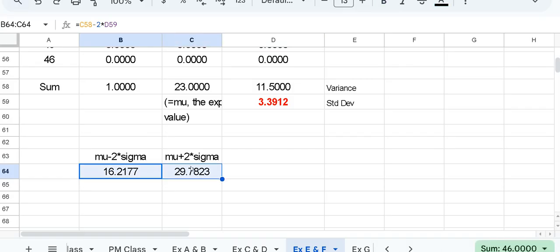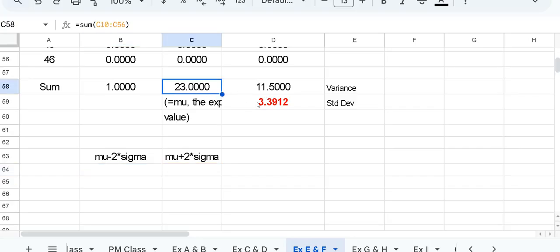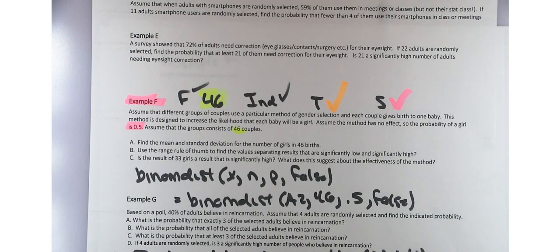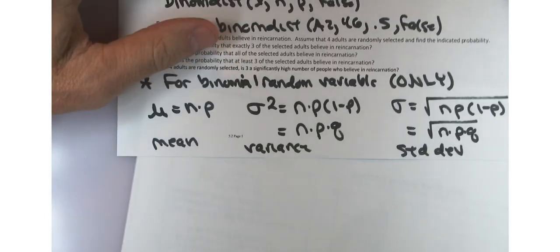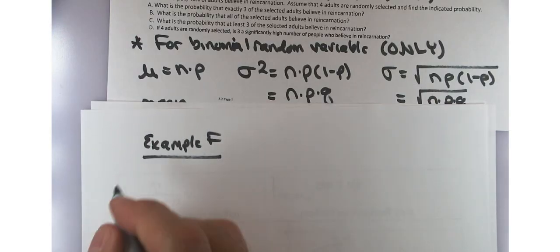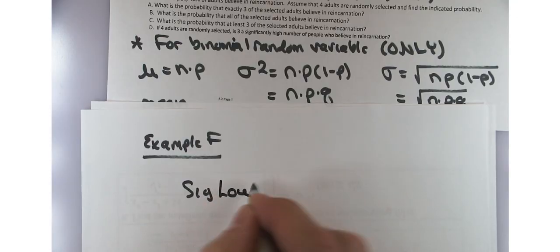Great. So that's the mean and standard deviation here. Now, let's delete these if you've already got them in there for yourself. Let's go through those calculations ourselves. But we've got our mean and our standard deviation right here. Let's take a look at the second part of this question. It says, use the range rule of thumb to find the values that separate results that are significantly low and significantly high. So let's understand significantly low and significantly high.